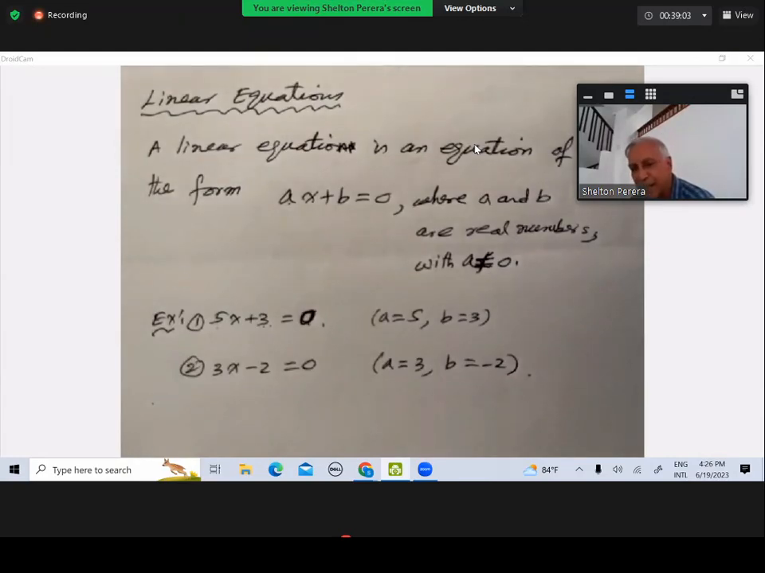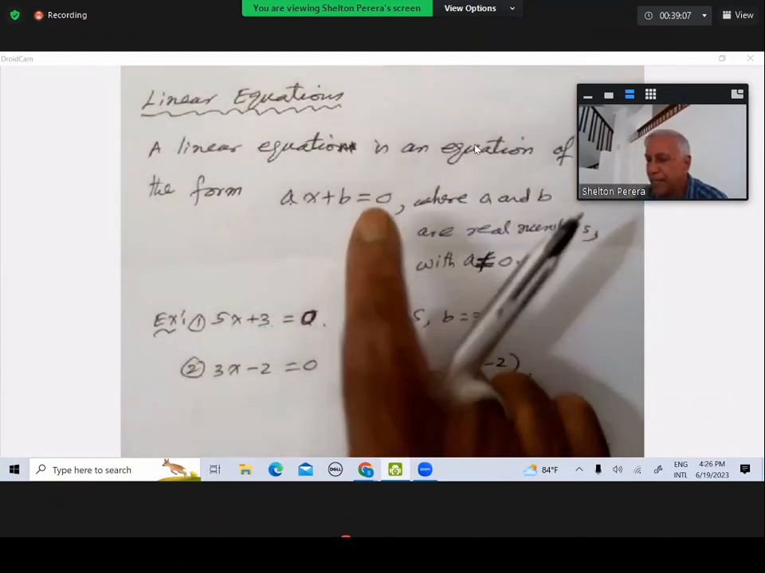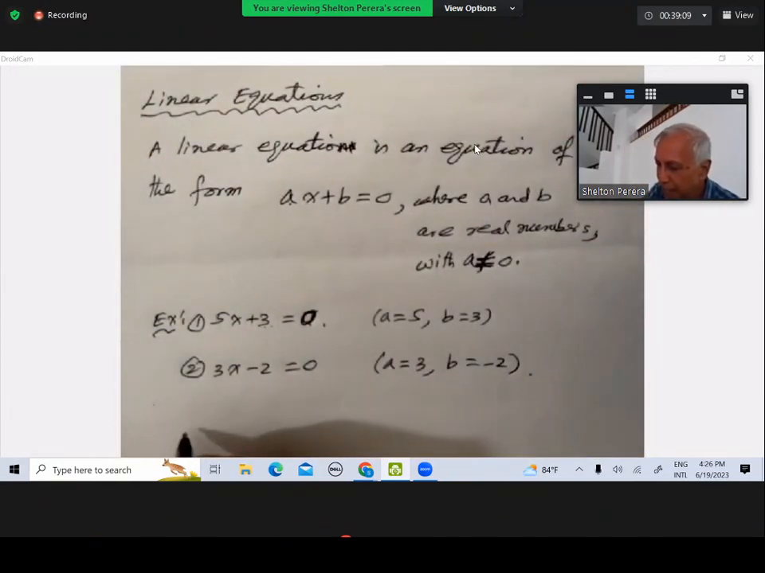Linear equations are the simplest to solve. How do you solve a linear equation? How to solve ax plus b equal to 0? So you all know this, I'm sure. How to solve?